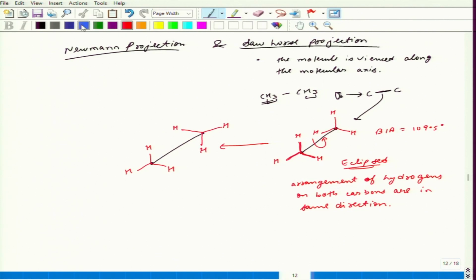Now, what happens in this? This hydrogen is going up, this hydrogen going down, this going this side, means towards me, and this is going towards you. This is going to the away side, and this is going in the opposite direction. So, all the hydrogens are going opposite to each other. Hydrogens are far from each other.